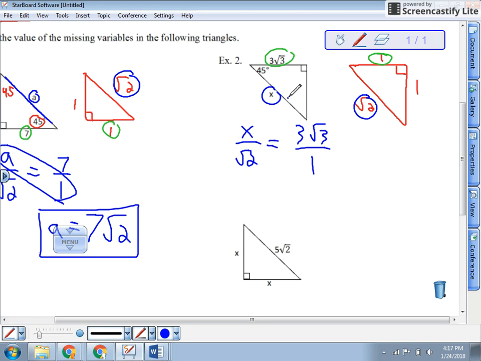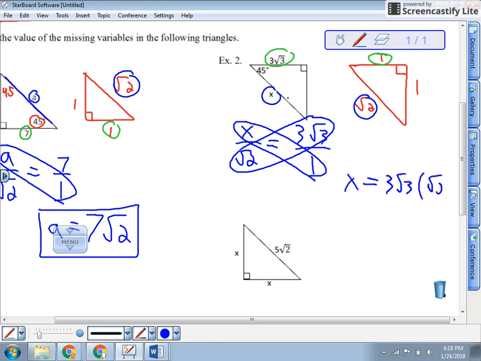Let's cross multiply. We got the proportion set up. 1 times x is just x. X equals, then we cross multiply this way, so that's 3 root 3 times root 2. Now, radicals, or anything under that square root symbol, can combine with each other. So these two values right here, we can multiply together. The one on the outside stays on the outside. You can only combine radicals with other radicals. So x equals 3, root 3 times root 2 is root 6. So there is your final answer: x equals 3 root 6.